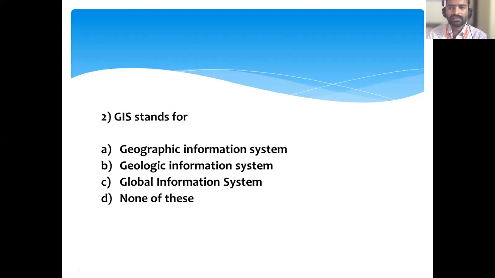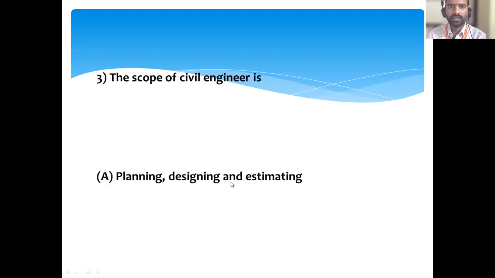Okay, so what is the second question? Is it visible? Yes. What does GIS stand for? Options A, B, C, D. Is GIS Global Information System? Correct, Geographic Information System. Which one is correct? Geographic Information System. Now you can raise your hand.